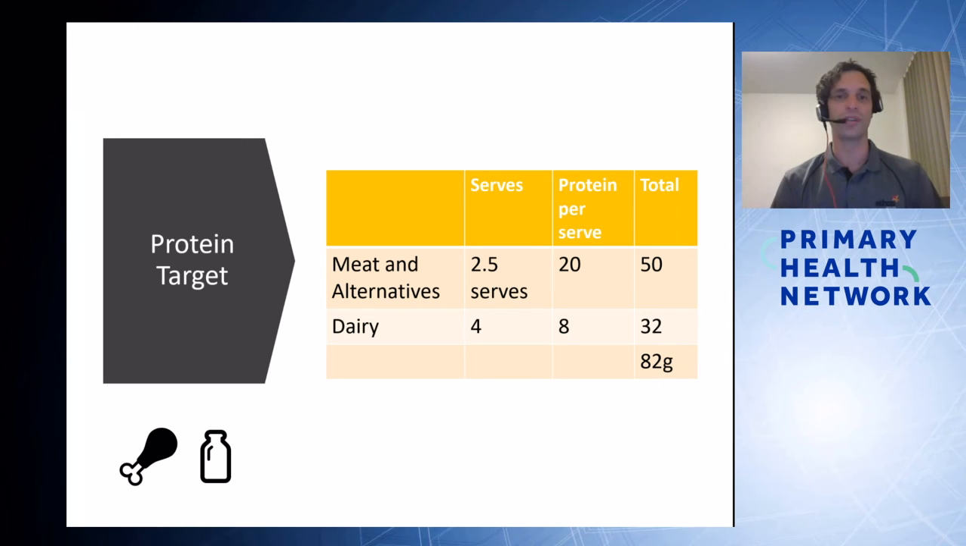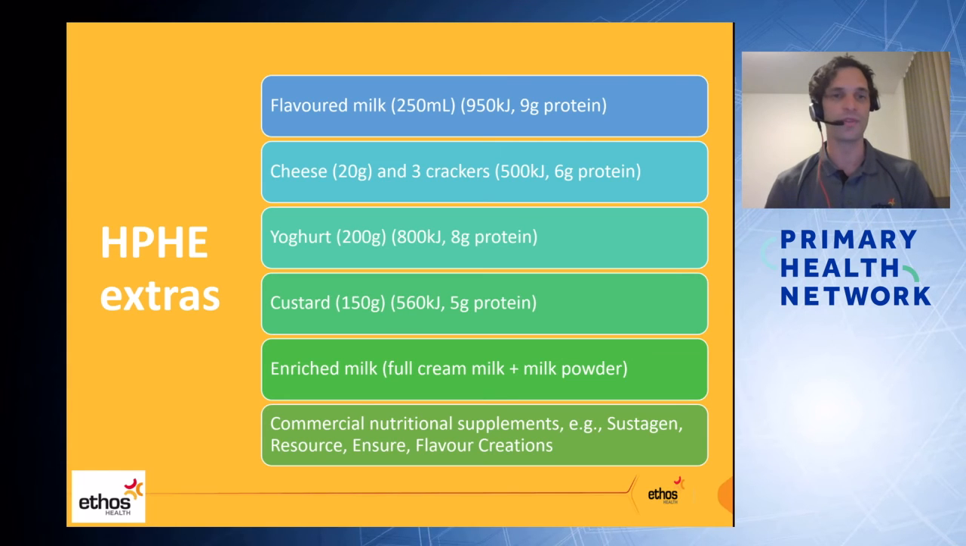Okay, so moving on to what we do once we identify a problem. This is a very broad look at what we're roughly going to be aiming for as a protein target, and it's obviously going to vary for the actual individual. But if the resident is able to include 2.5 serves of meat and alternatives, which is roughly 20 grams per serve, and 4 serves of dairy, this is roughly going to come out to a reasonable protein intake of about 82 grams per day. This is just a reference person of 70 kilograms. Obviously, there are some other protein sources within their diet, but these are the key groups that we're focusing on.